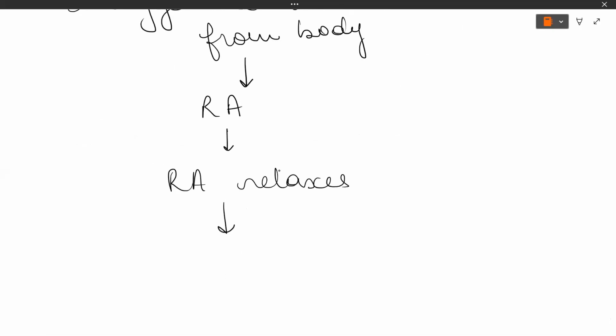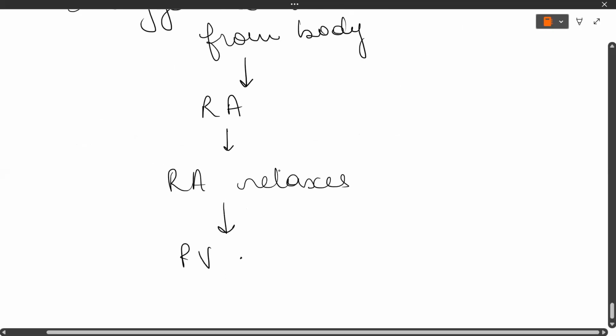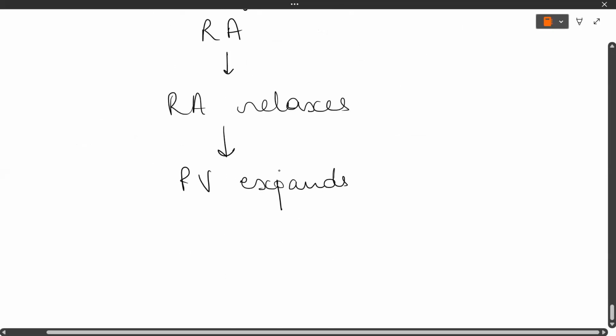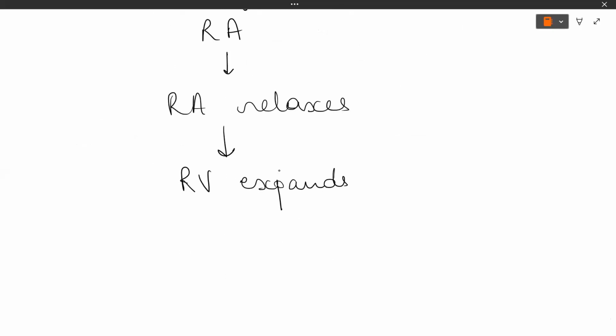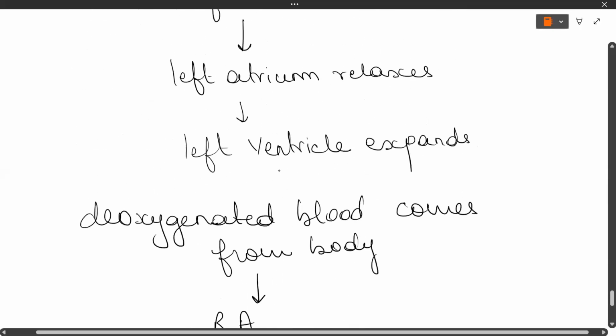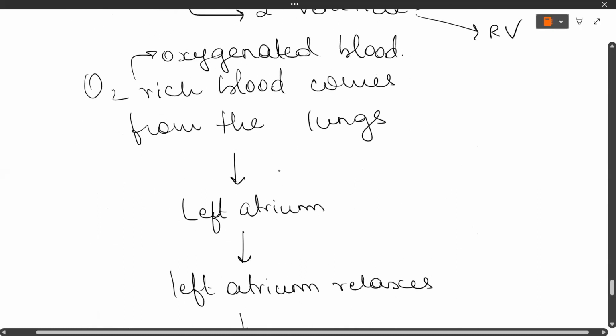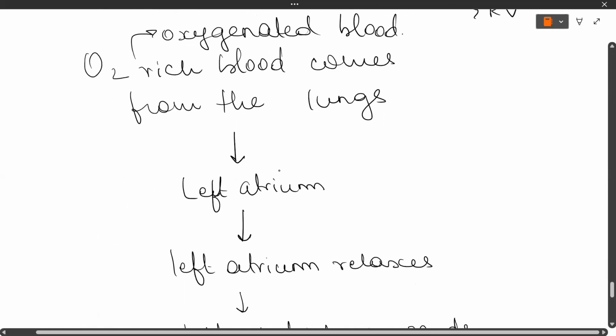Very correct. The right ventricle expands. Now it expands so as to collect the blood from the right atrium. So now the right ventricle expands and it gets filled with the blood from the right atrium. As soon as the blood is pumped, then the left atrium carries the blood to the whole body.